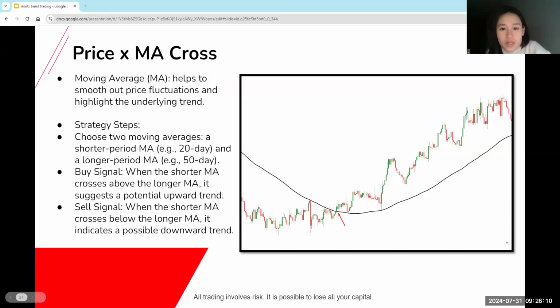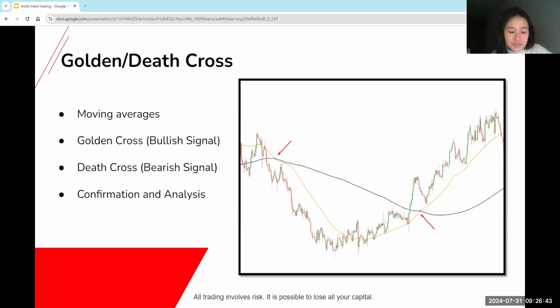Okay, any questions on these two indicators so far? Okay, if there are no questions, let's move on to our next indicator.